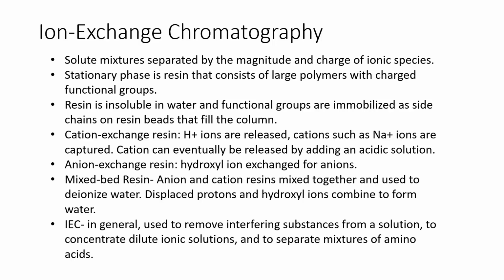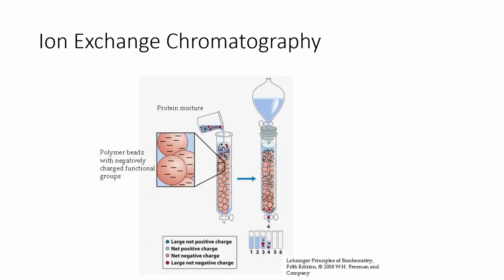In mixed bed resin, anion and cation resins are mixed together and used to deionize water. Displaced protons and hydroxyl ions combine to form water. Ion exchange chromatography, in general, is used to remove interfering substances from a solution, to concentrate dilute ionic solutions, and to separate mixtures of amino acids. So this is a picture of the negatively charged functional groups on the resin, and when we put the sample through, you can see what's coming through to the end.